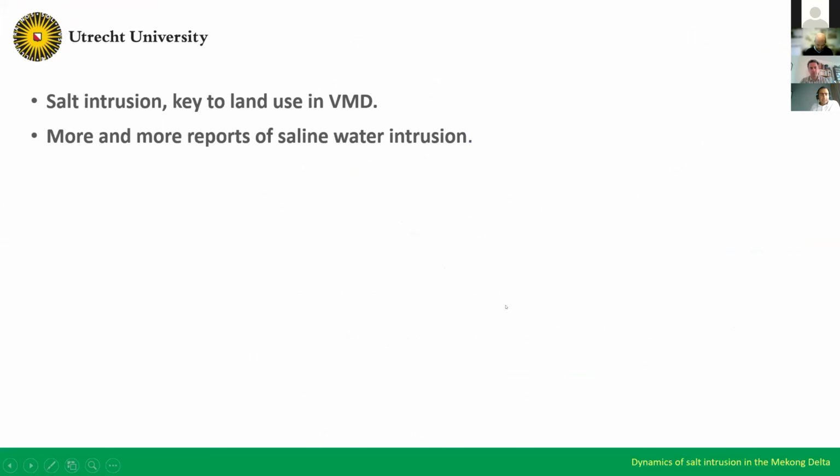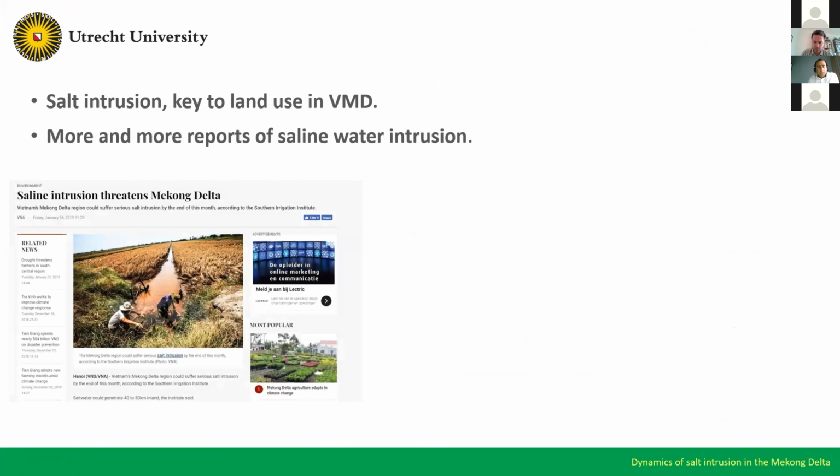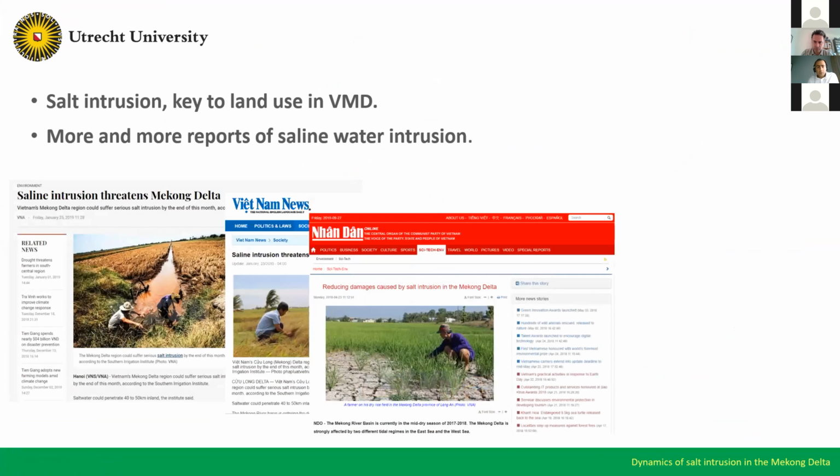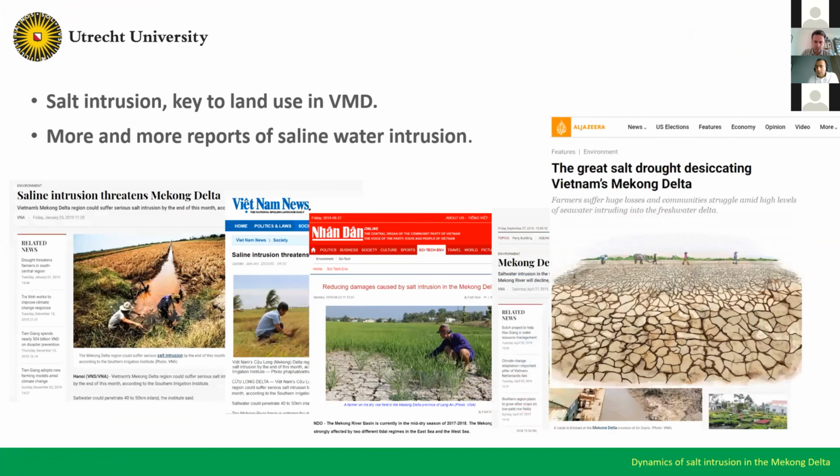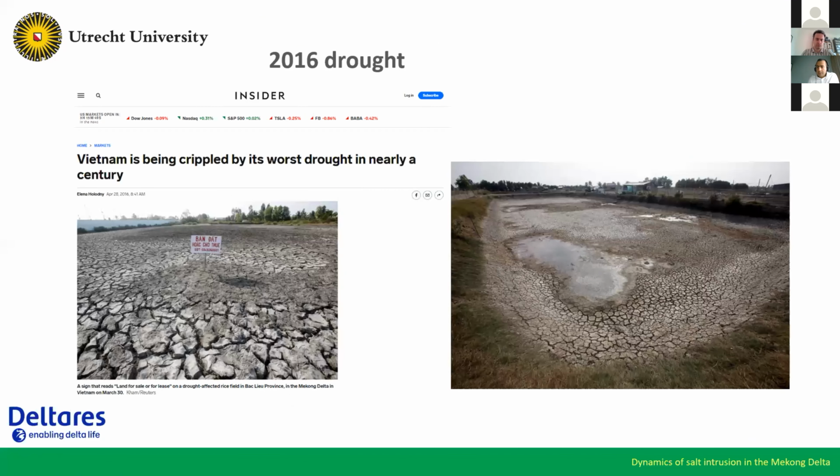So with that, I would like to say that salt intrusion is key to land use in the Mekong Delta. And we more and more see reports of saline water intrusion if we are sitting outside Vietnam or the Mekong Delta. And if you're in the Mekong Delta, you probably experience it. In 2016, there was a historical event that surpassed anything that was experienced before within the Delta.